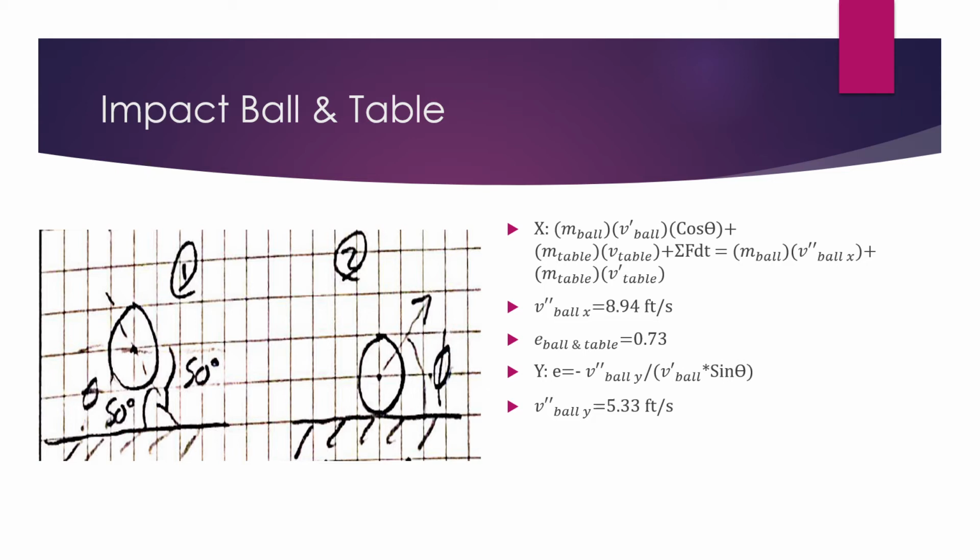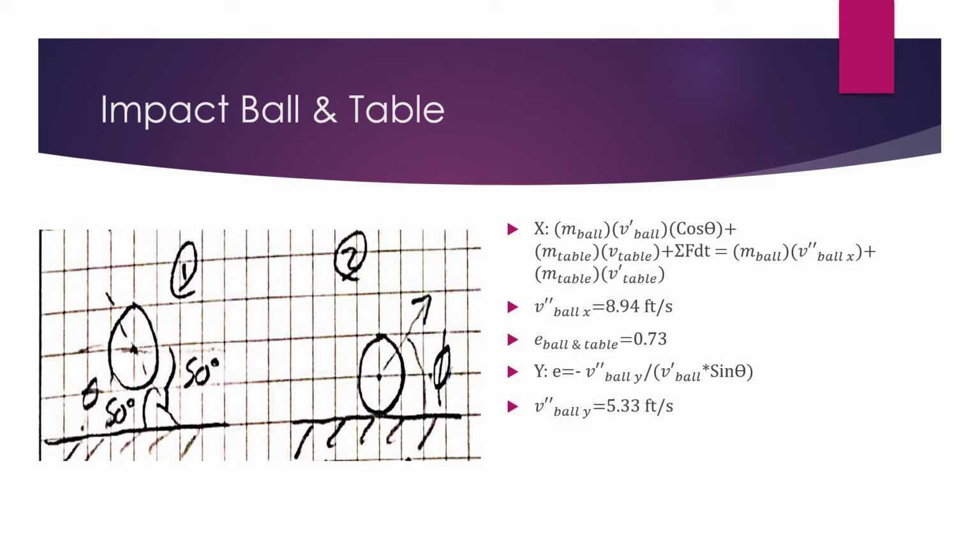This is logical because you don't see burn marks on the pool felt every time you jump a ball. Using that, I was able to find the velocity of the ball in the X direction after impact to be 8.94 feet per second. For the Y direction, I couldn't use the same momentum balance because there were external forces.